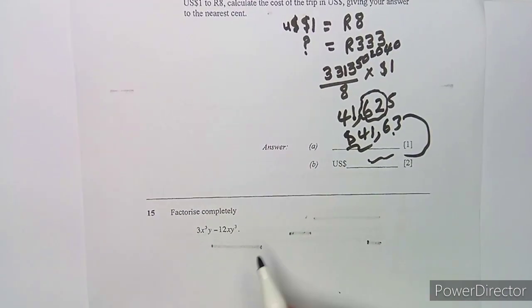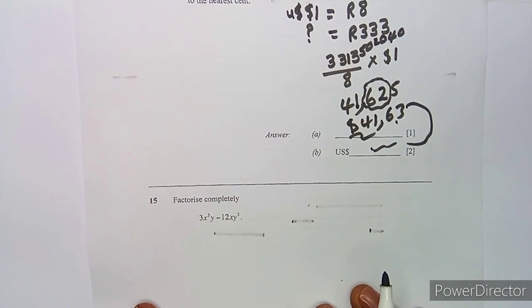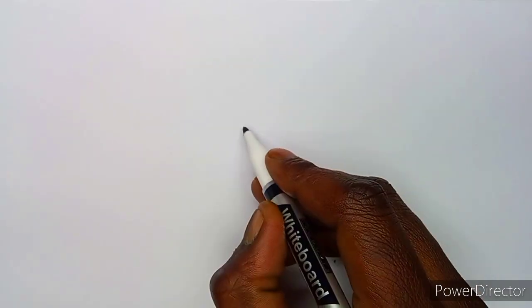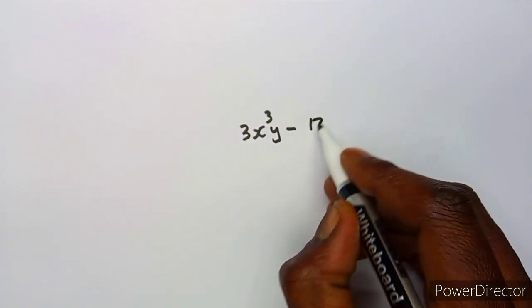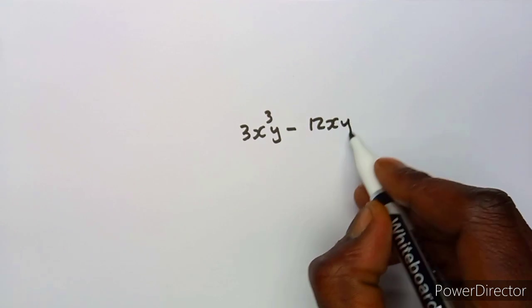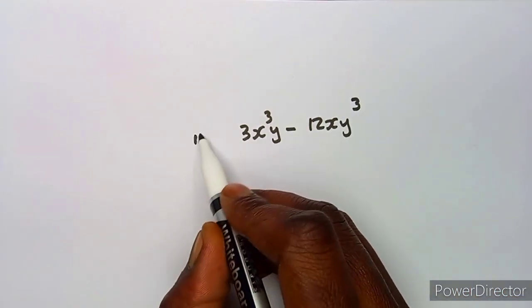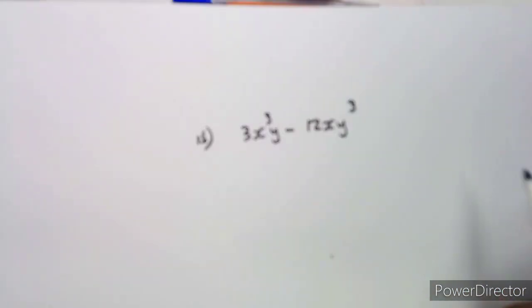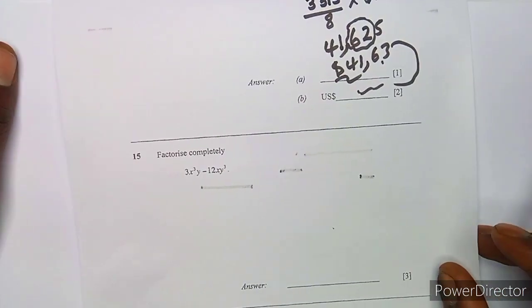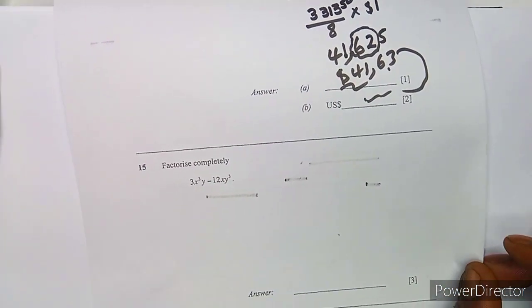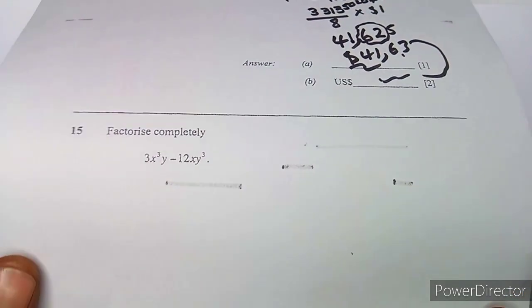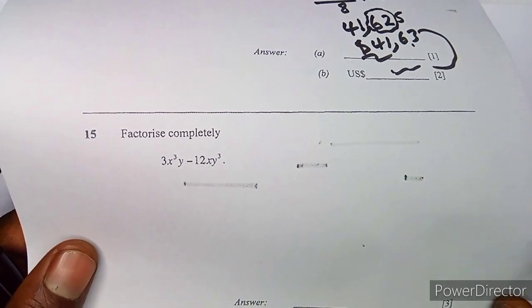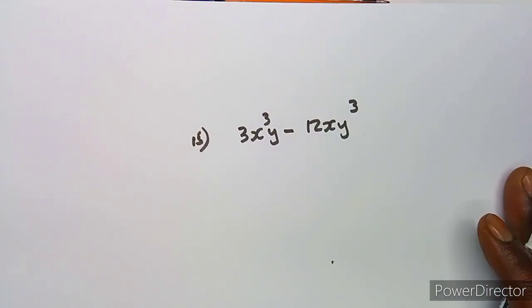Okay, factorize completely. This is 3x cubed minus 12y cubed. So maybe I can just write it, so that maybe someone who is not seeing clearly can see, but this is actually clear. All right, so this is what I'm going to do in this case. I'm going to choose the highest common factor. Remember, when you factorize, you have to pick the highest common factor between the two, because this is 3x cubed minus 12y cubed. So what is our highest common factor?